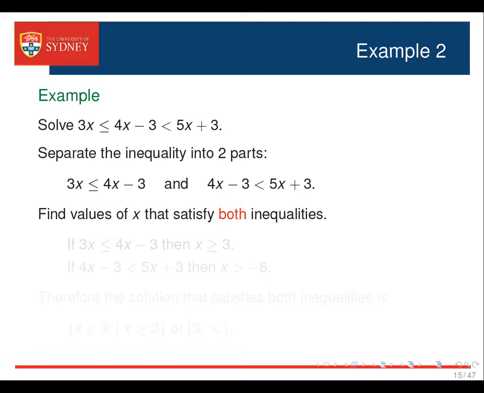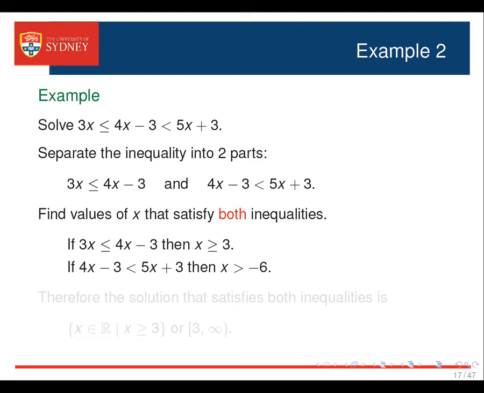Now we need to find x such that it satisfies both inequalities. Looking at the first inequality, we can take away 3x from both sides and add 3 to both sides. Remember again that this preserves the inequality since we are just subtracting or adding numbers. This gives us x is greater than or equal to 3. Solving the second inequality by rearranging, we get that x is greater than minus 6.